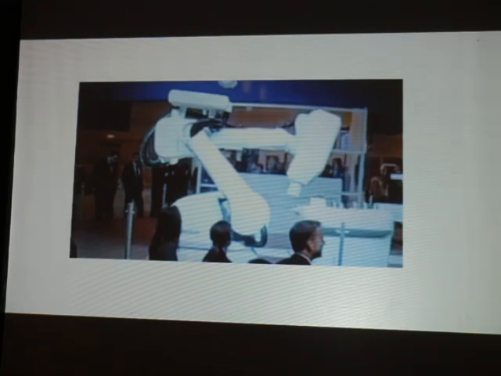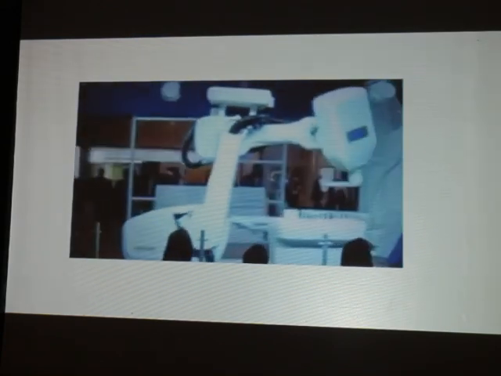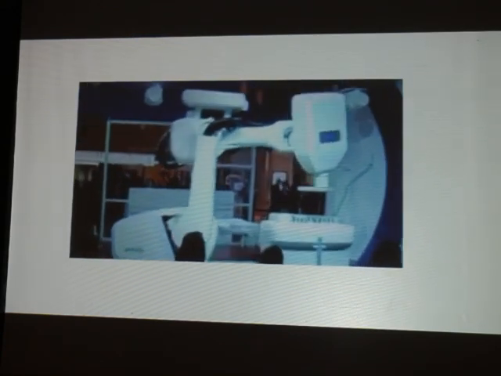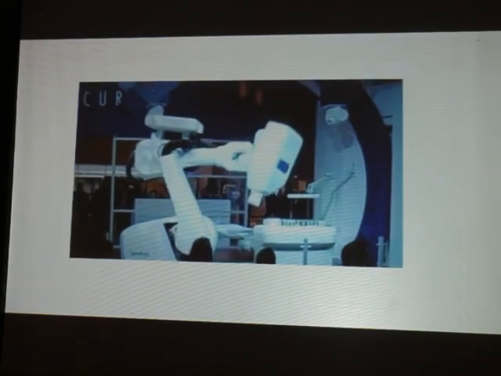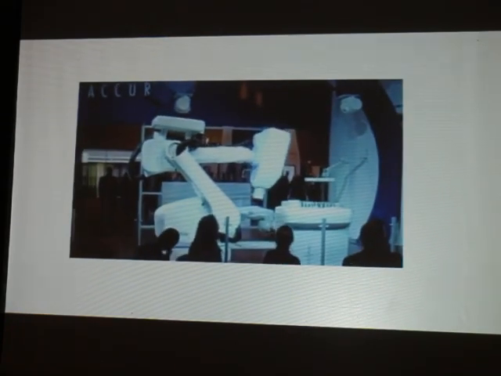So this is a Cyberknife robot, I will show you a small dance of this. This is how the robot can dance. That means it can maneuver, it can move around in different directions, whereas other machines can't move much. It's a commercial robot.